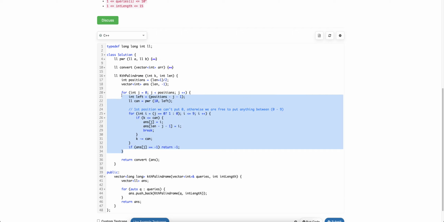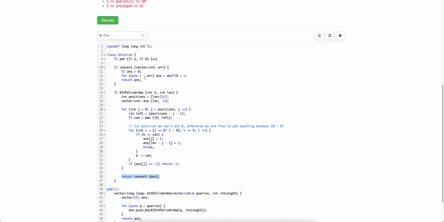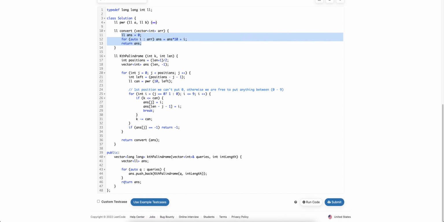Now after doing everything, we have all the positions filled. So we will just convert it to an integer and return. The convert function is very simple. It is just converting this array to an integer and returning it. And in the main, we are just calling the same function for each query.